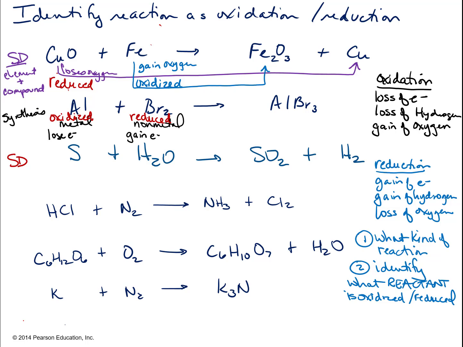So I have this one. It's a single displacement. So S becomes SO2. So what happens to sulfur? It's oxidized. It is oxidized because it gains oxygen. It goes from sulfur to sulfur dioxide. So increase in oxygen amount, that is oxidation.